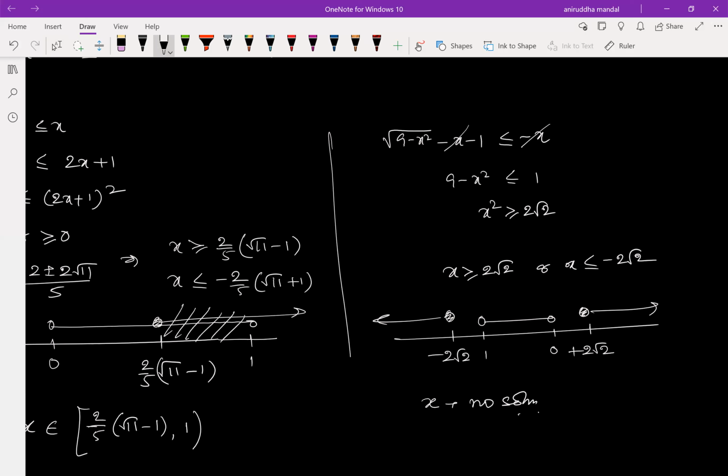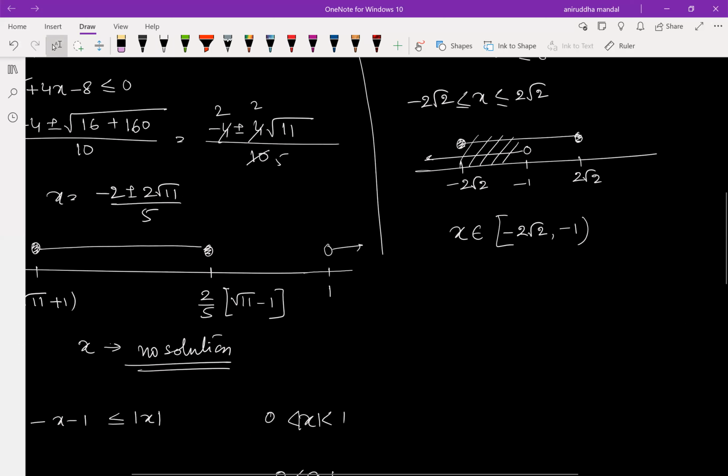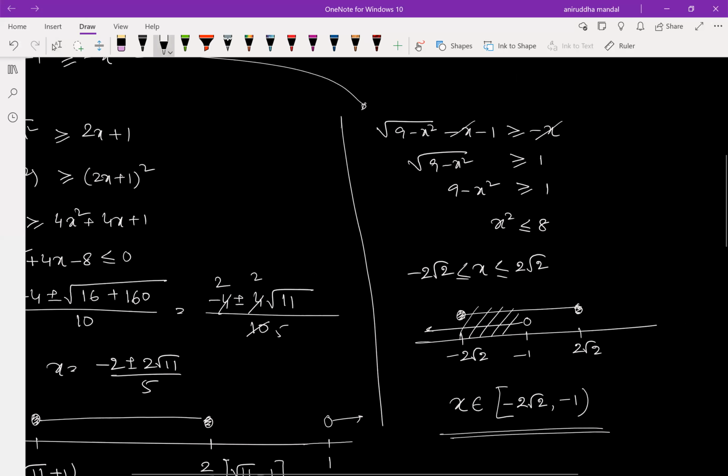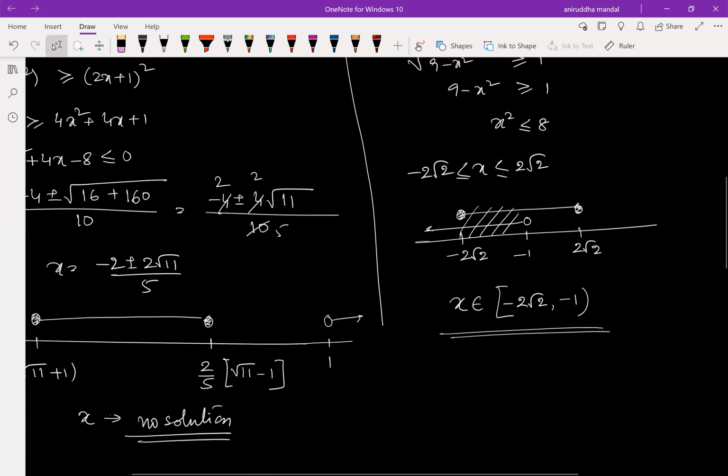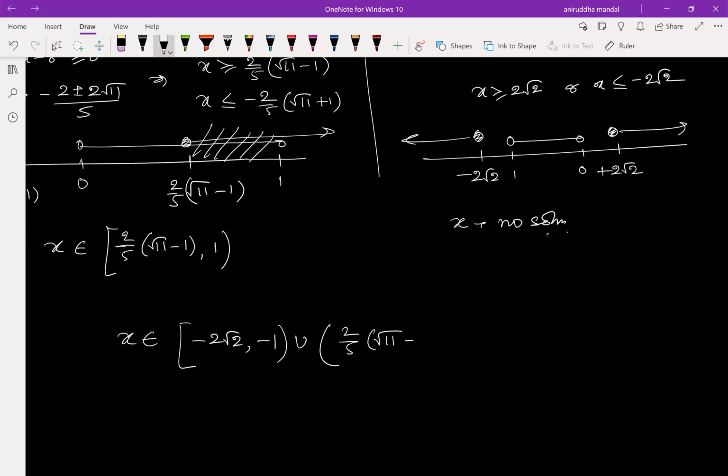So the total final domain is we get a solution from this when x is lying between minus 2 root 2 to minus 1, and second is from this. So the final solution is x belongs to minus 2 root 2 to minus 1, and second is from 2 by 5 root 11 minus 1 to 1, and this is inclusive.